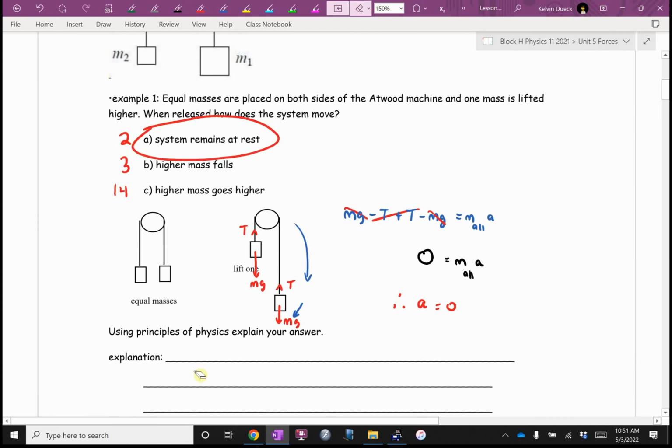Oh, it says, explain. You know what? If you did that, I would be thrilled. I would say, you did a beautiful proof. You did it algebraically. I can't argue with that at all. It must stay at rest.